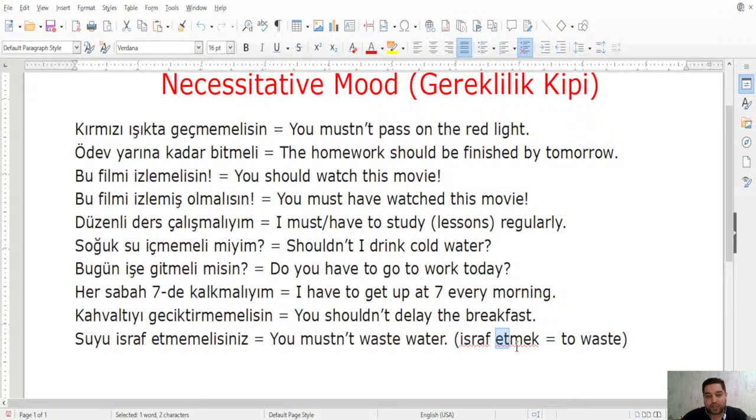So that's why we change etmemelisiniz. So etmek, and then we have the root, et, right? And then we have negative, me, etme. Then you have meli, which means you mustn't, right? Etmemeli. And siniz means second person plural. Suyu israf etmemelisiniz. You mustn't waste water.